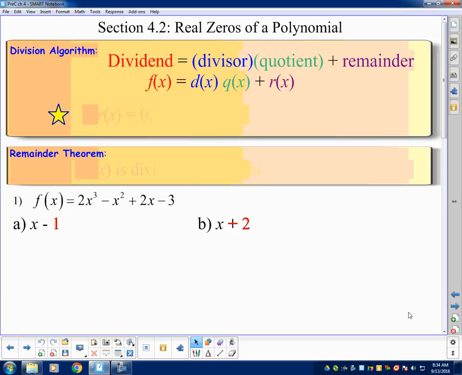The division algorithm says the dividend is equal to the divisor times the quotient plus the remainder. So think about a division problem. Let's take one from arithmetic here. So if we take, say, 12 divided by 4, let's do one that has a remainder. How about 13 divided by 4 equals, 4 is going to go into 13 3 times, right? 3 times.